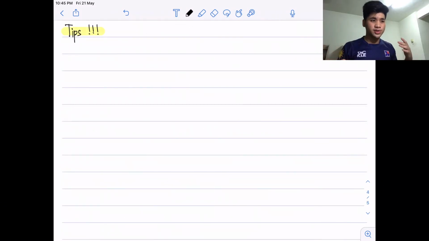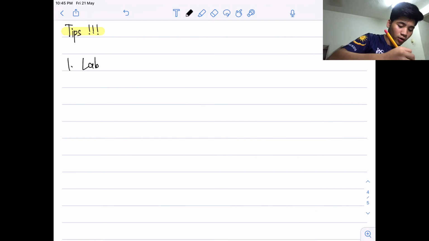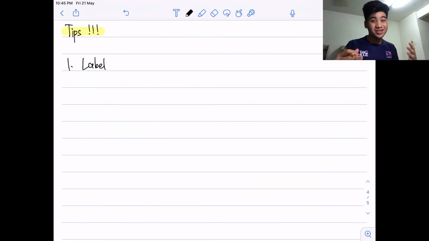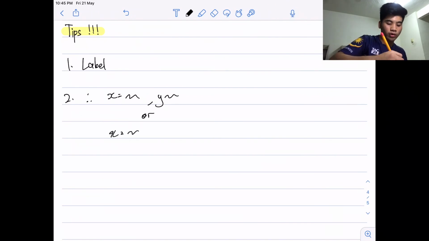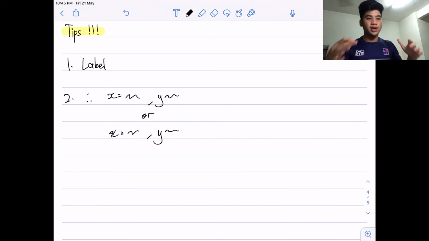Alright, so let's go through some tips. Number 1, always label your equations. So it'll be easier when you're trying to prove or you're trying to write your equations. It's always nice when you're working, basically. Number 2, always use the therefore. You've got to show your answer. x equals whatever, y equals whatever. Use the 'or' for your quadratics. Basically, you just want to restate what your answers are. It makes your answer look prettier, easier for the examiner.